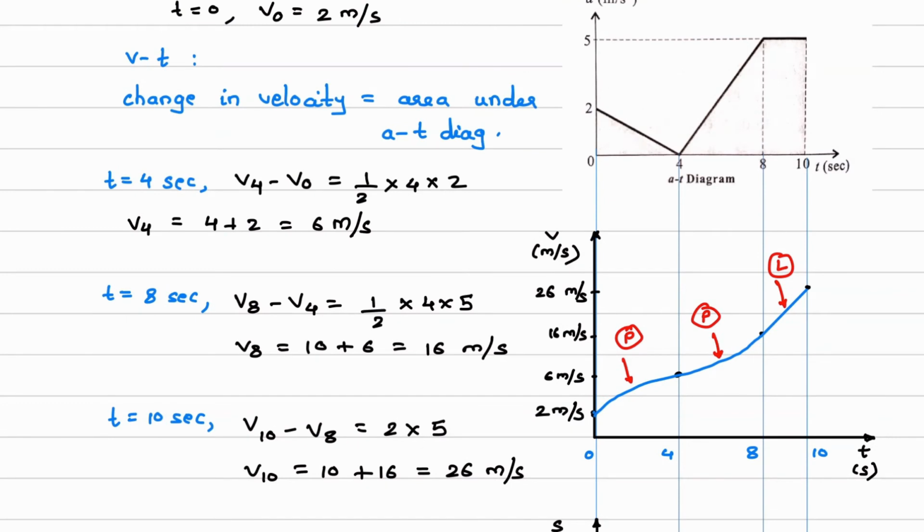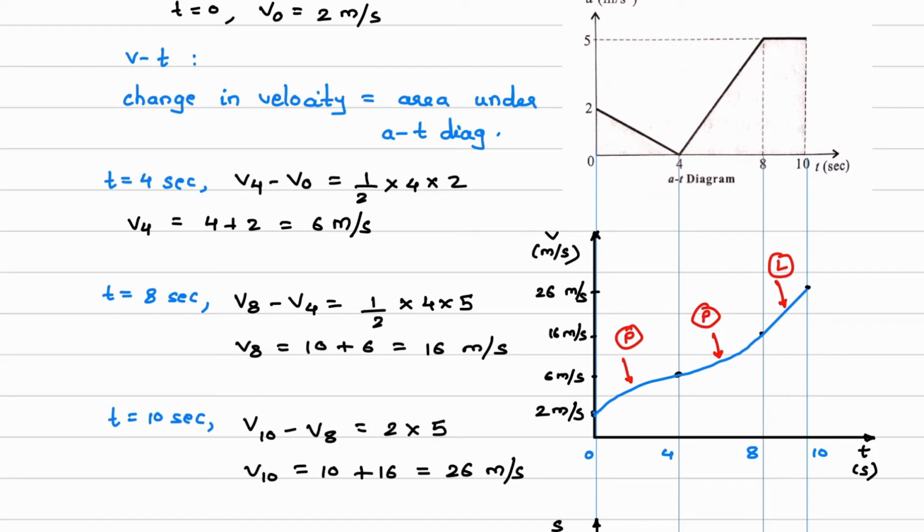Now what is the area? If you consider the first area, it is this triangle, so half into base is 4, height is 2. Then in the second case, this is the triangle, so half into base is 4 and height is 5. So we got the second value, V8. And then the last one is V10, which is the area under this horizontal line, so it will be a rectangle. So 2 into height is 5. So this value was 10.